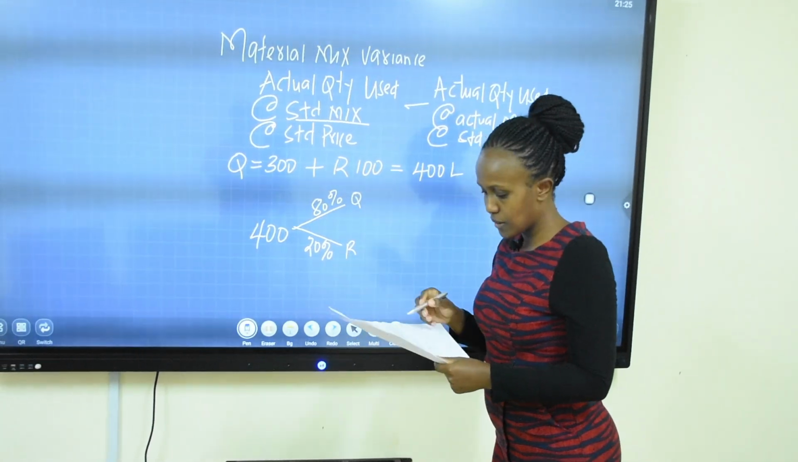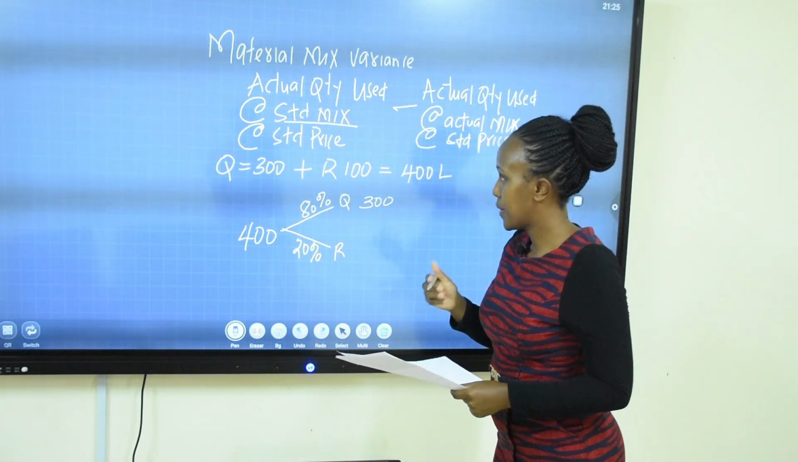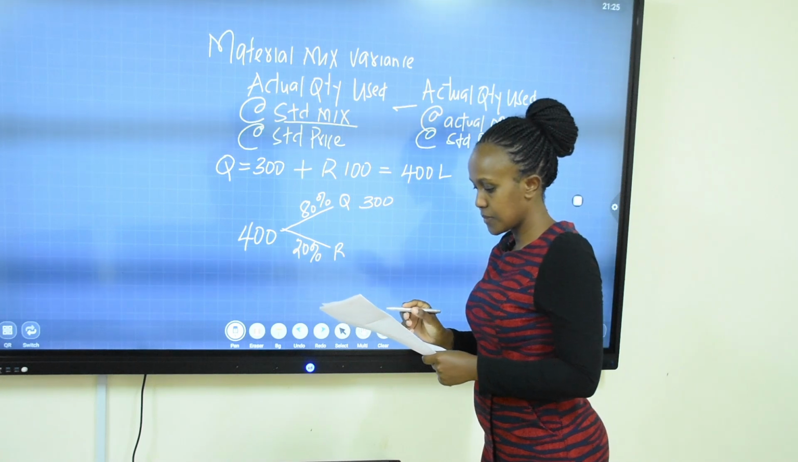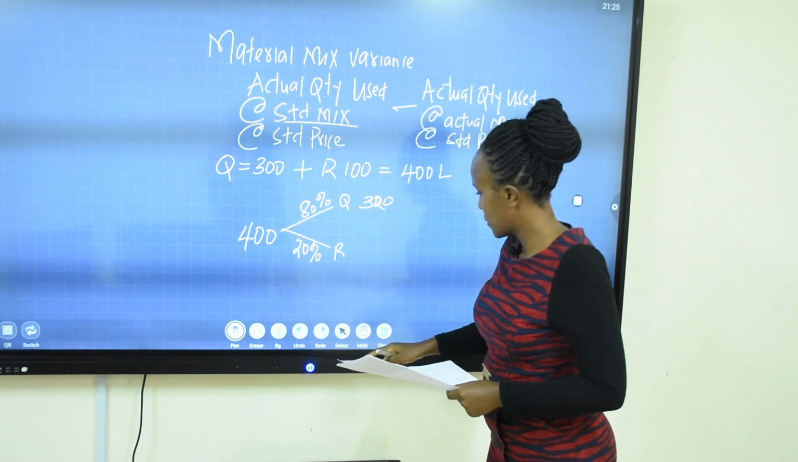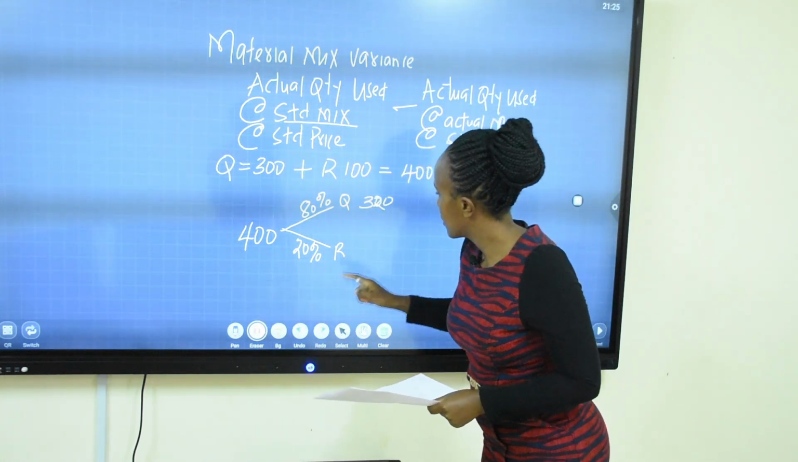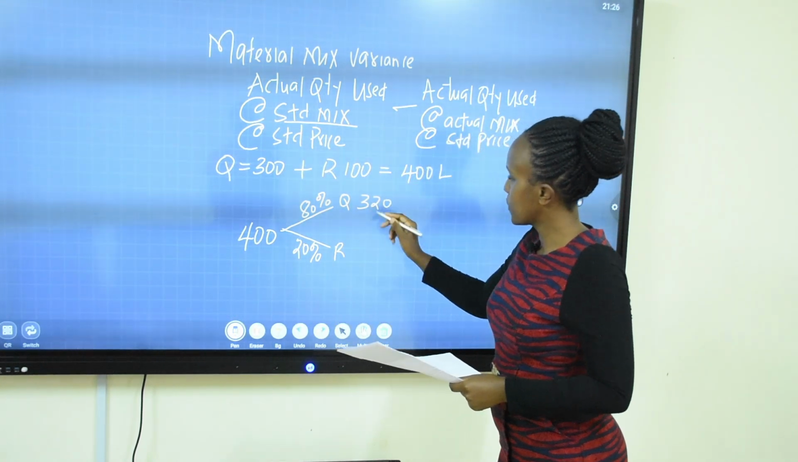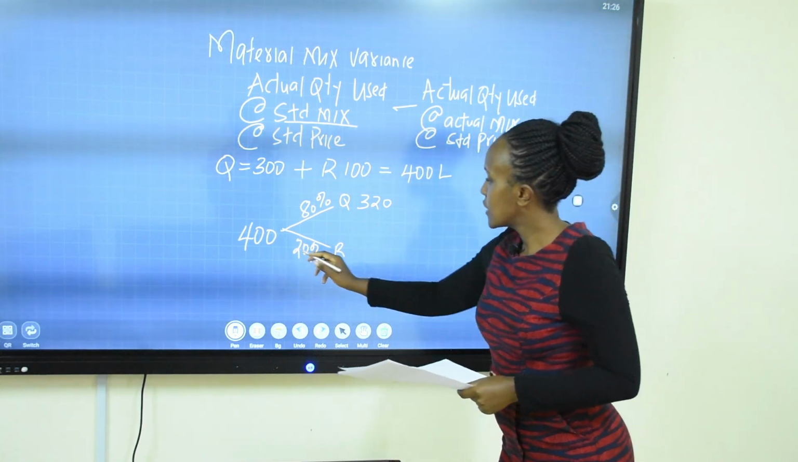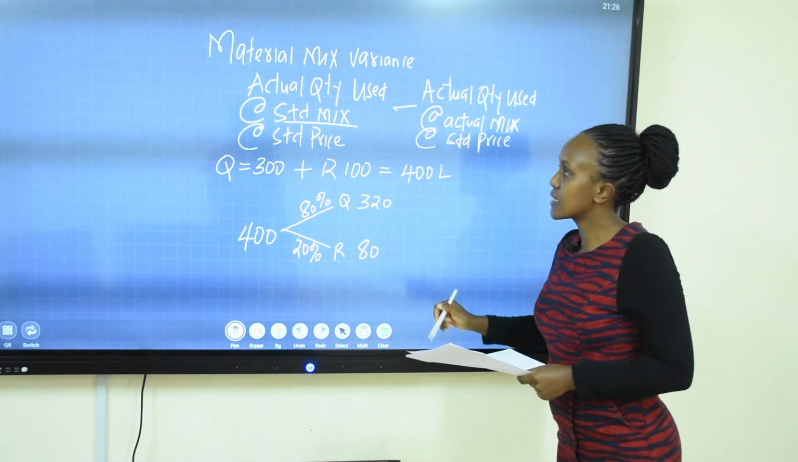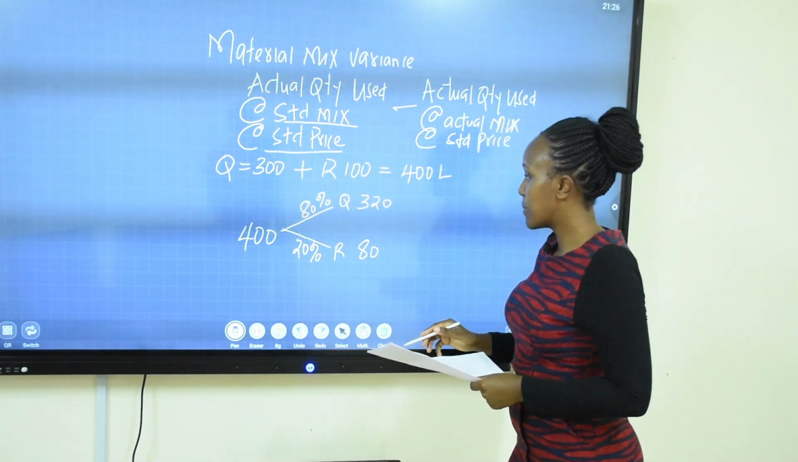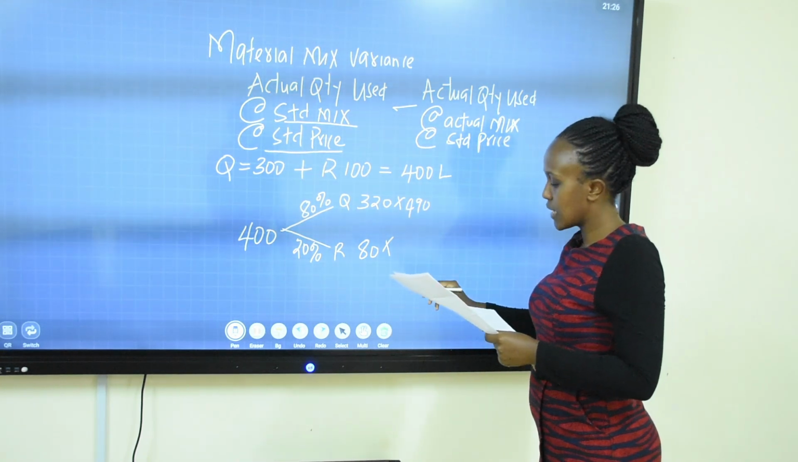So this 400 should have been mixed as, sorry, this is 320 for Q, that is 80%. And 20% is going to be 80, a total of 400. That is the standard mix at the standard price. So you are going to multiply by the standard price. The standard price had been given as 490 for Q and 140 for R.